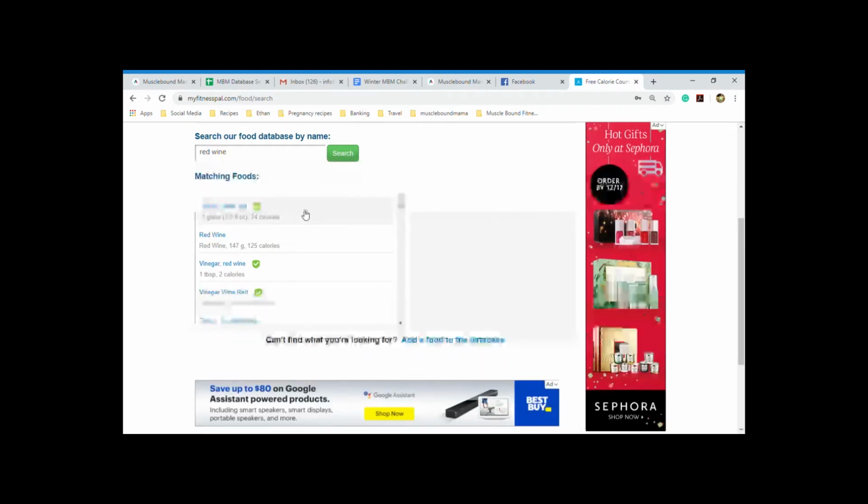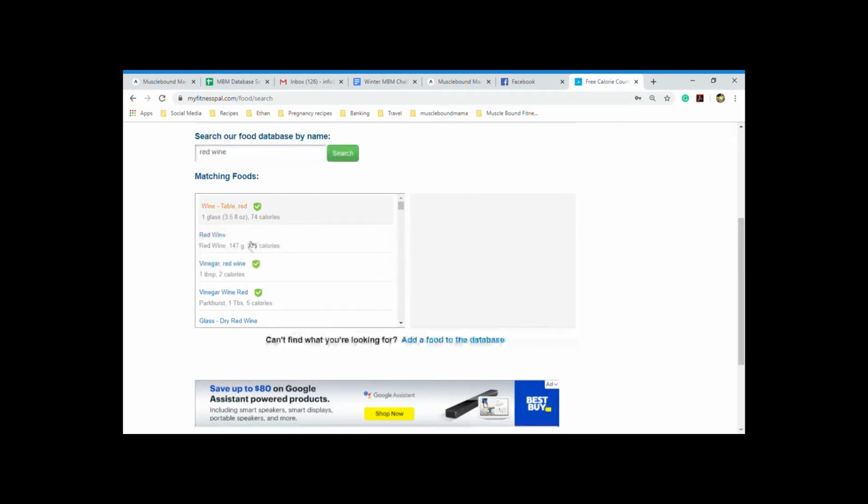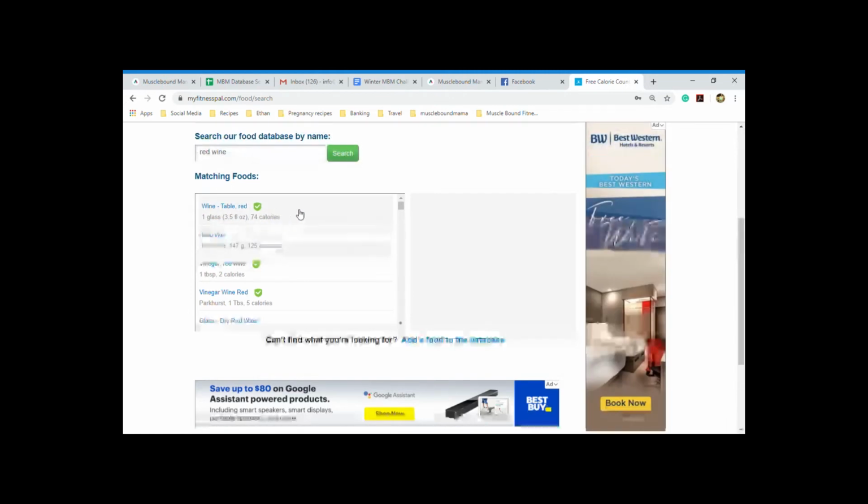So the one thing that I want to bring to your attention is that this is a verified item. Excellent. However, you will notice that this item says 3.5 ounces. I would like to be very clear that a typical glass of wine is not 3.5 ounces, and you will measure your pour, obviously. You're looking at around 125 calories for a 6-ounce glass. Or maybe it's a 5-ounce glass, I don't know offhand, but obviously this is not a full glass.